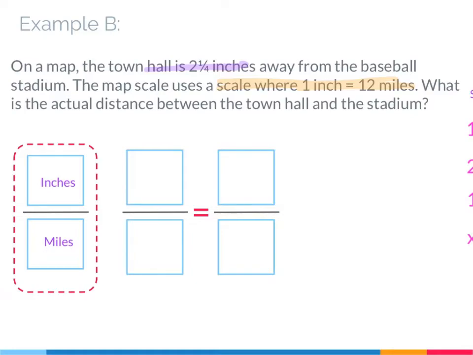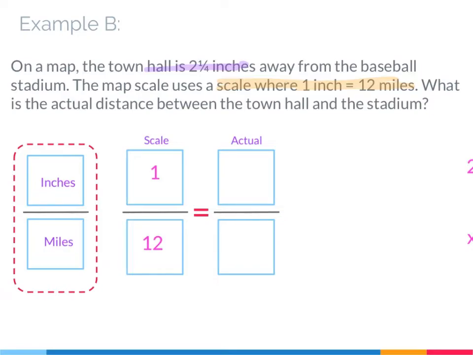Now I need to fill in the two things that I am comparing. So I'm comparing the scale of the map to the actual distance in real life. So now that I've got inches and miles set up in one place, scale and actual set up in another, now I need to fill them in. I have a scale that tells me that it goes from 1 inch to 12 miles. So I'm going to fill that in. So I know that 1 inch is equal to 12 miles on my scale.